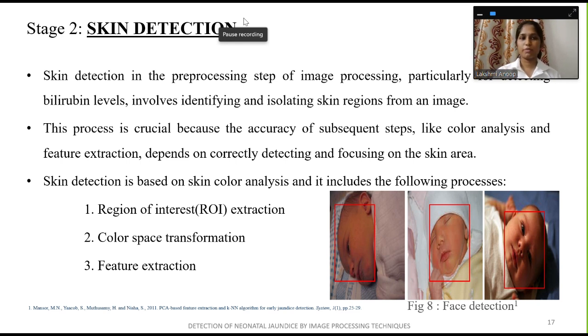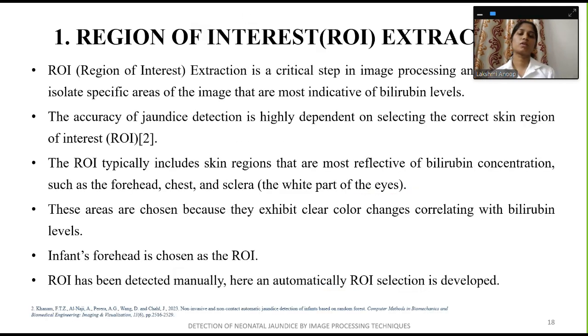This skin detection is mainly accomplished by three steps, which are region of interest extraction, color space transformation, and feature extraction. These are the important steps for detecting the level of bilirubin. From the skin detection, the first step is region of interest extraction.